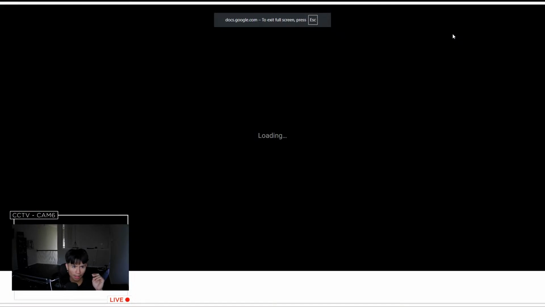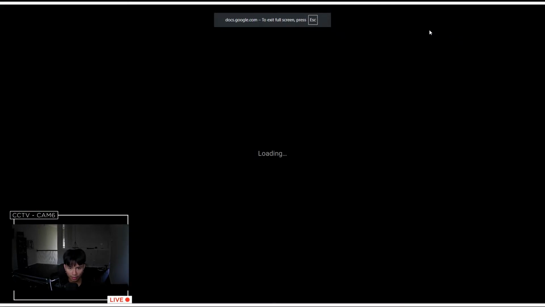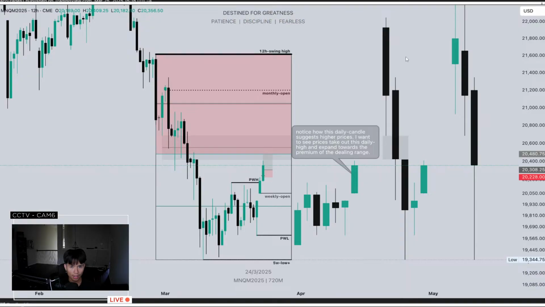So as I'm looking at this, I recognize that there is a dealing range here, it seems like. So from this 12-hour high to this 12-hour swing low, there is a dealing range.